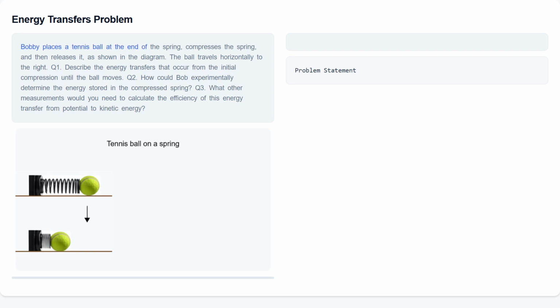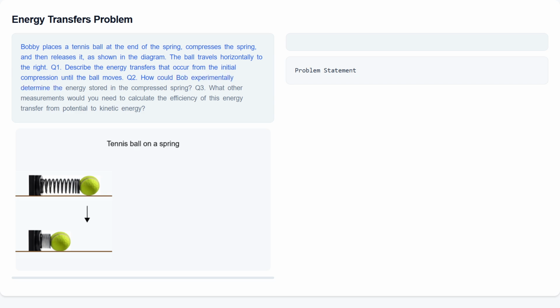Bobby places a tennis ball at the end of the spring, compresses the spring, and then releases it, as shown in the diagram. The ball travels horizontally to the right. Q1. Describe the energy transfers that occur from the initial compression until the ball moves.